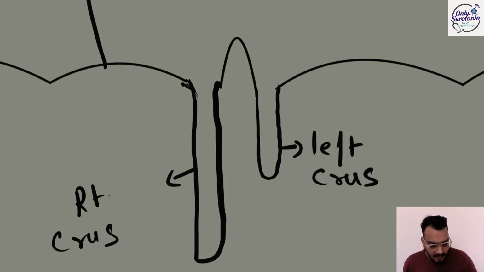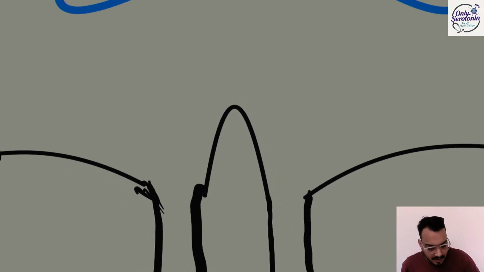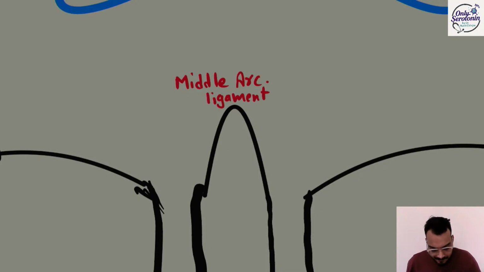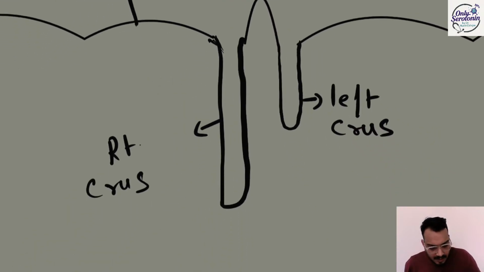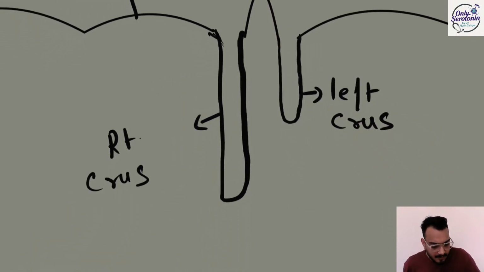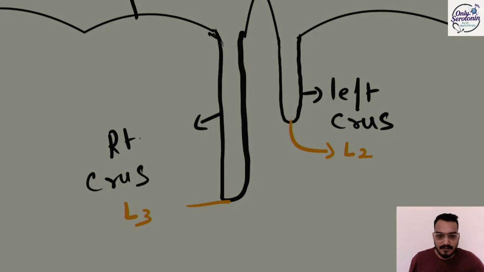And right in between your right crus and left crus, you are having this thing, and this thing is known as what, guys? This thing is known as middle arcuate ligament. Ending of right crus and left crus is important, guys. So the ending of my right crus is coming out from L3, and left crus is coming out from L2. So these are the positions of the endings of my right as well as the left crus.